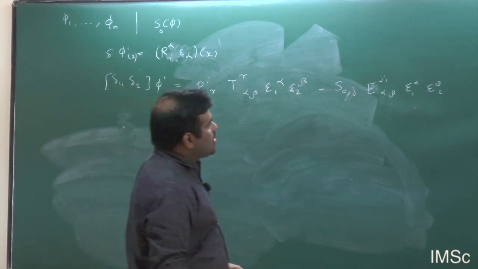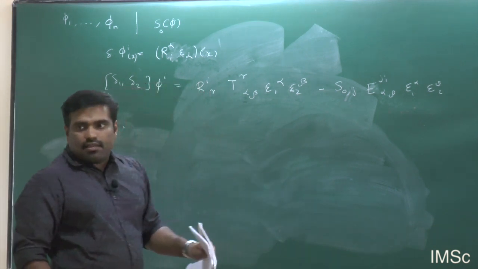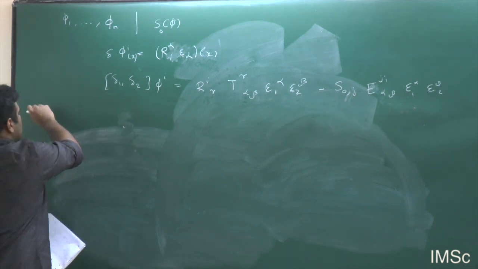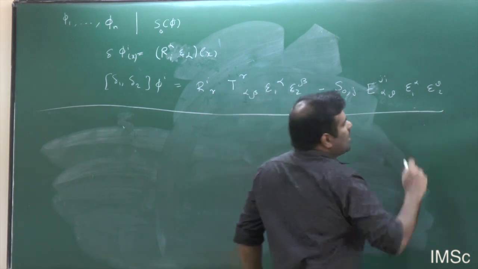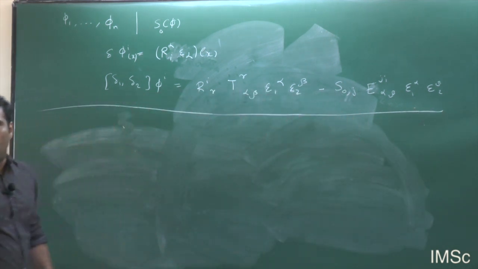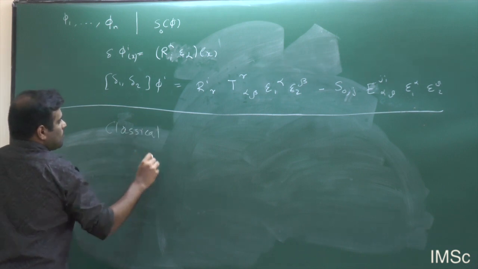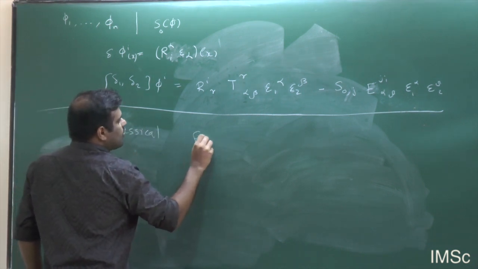And then the claim is that BV quantization basically does that. So we would like to discuss classical BV quantization in the first section, and then we will discuss how to quantize the theory. So this is the classical field and antifield formalism.